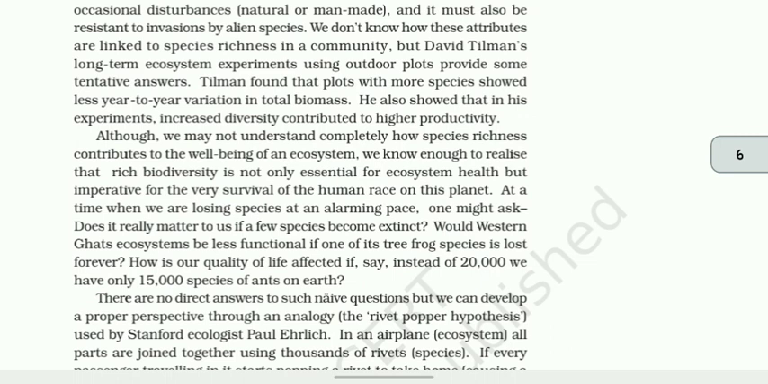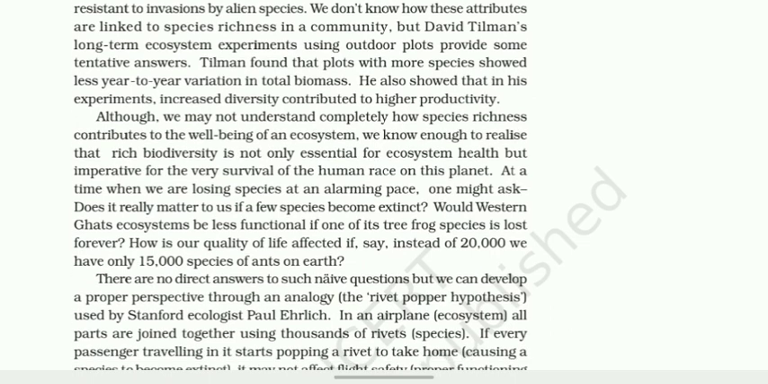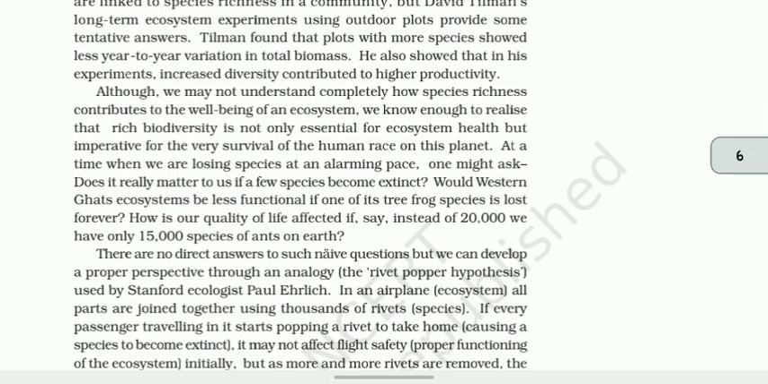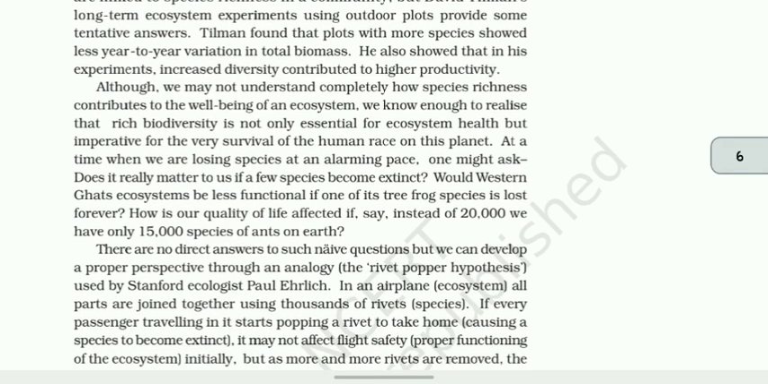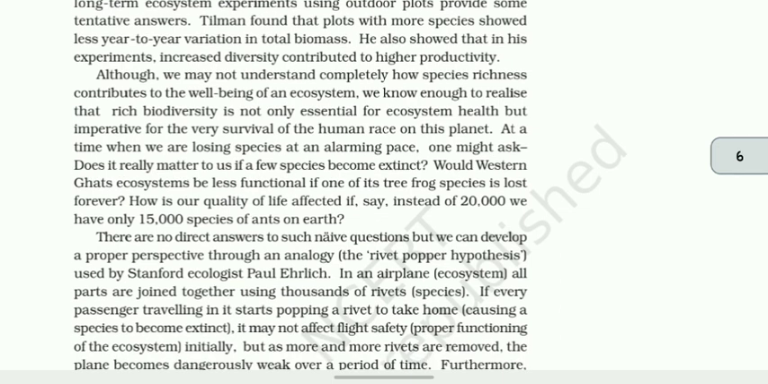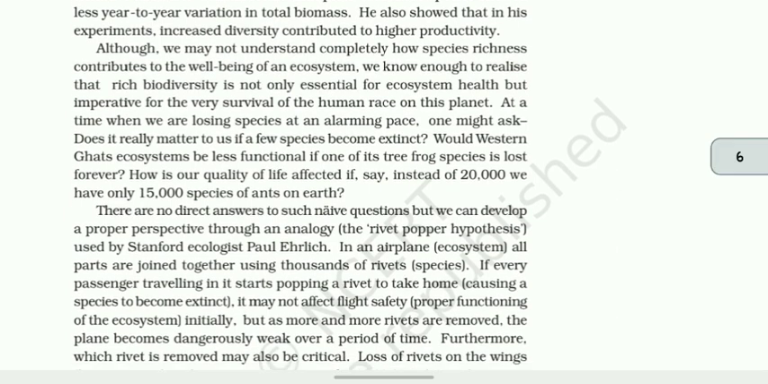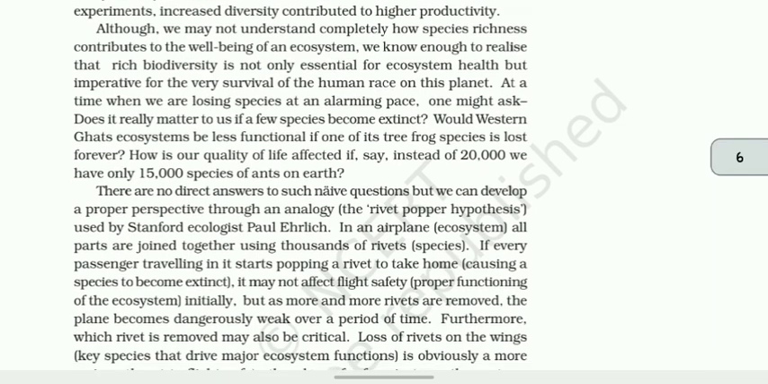We don't know how these attributes are linked to species richness in a community, but David Tilman's long-term ecosystem experiments using outdoor plots provide some tentative answers. Tilman found that plots with more species showed less year-to-year variation in total biomass. He also showed that in his experiments, increased diversity contributed to higher productivity.